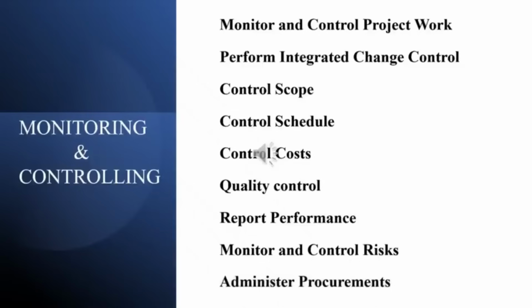Monitoring and controlling. In this stage, we monitor and control project work. We perform integrated change control. We control scope, we control schedule, we control costs, we perform quality control, we report performance, we monitor and control risks, and we administer procurements.